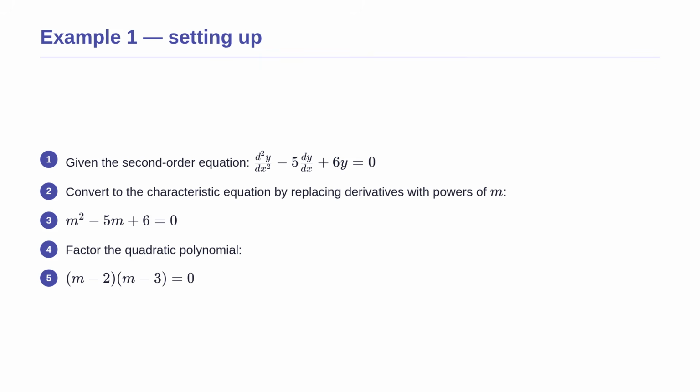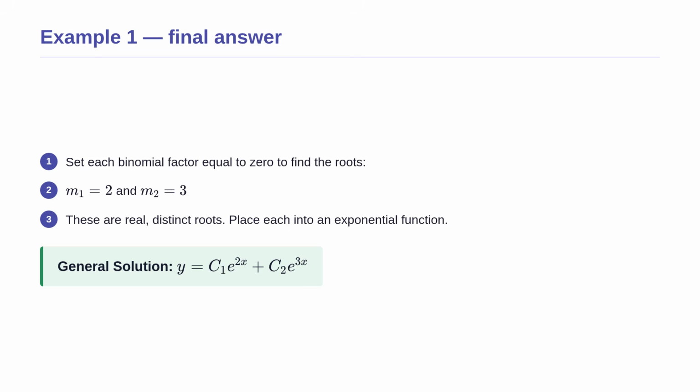Our very first step is to convert this calculus problem into an algebra problem by writing down the characteristic equation. We replace the derivatives with powers of m, giving us m squared minus 5m plus 6 equals 0. We then factor this quadratic equation to find our roots. Continuing with our algebra, we set each binomial factor equal to 0. Solving these gives us our two roots for the system, positive 2 and positive 3.